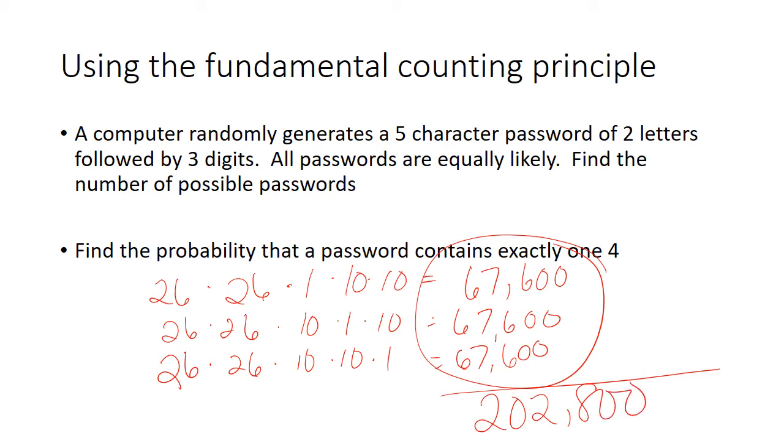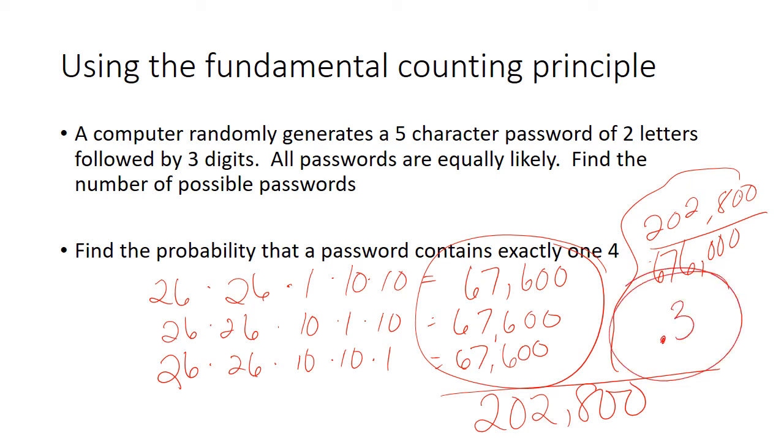Now remember, that's over our 676,000. So what I'm going to do, put this right here. I'll have my 202,800. That's the chances of having 1/4. We're going to put that over our total number of chances. So I'll divide that by 676,000. Our probability of getting 1/4 is 0.3 or 30%.